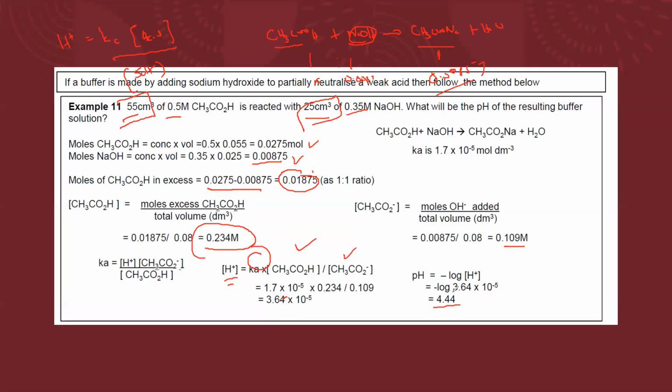Is it clear? This is the third type of question, in which you're finding the pH of a buffer solution. This is how we worked it out.